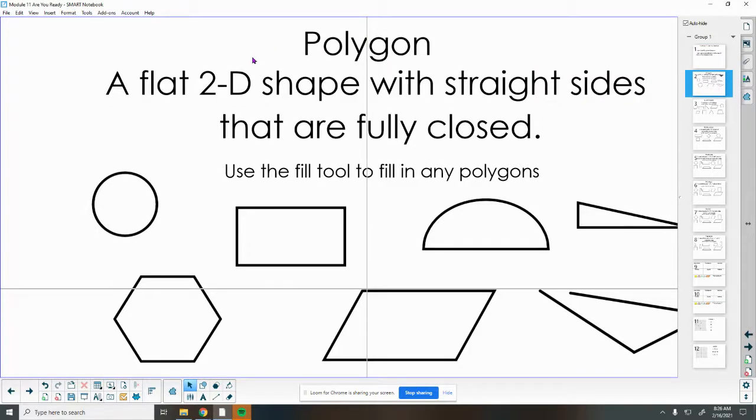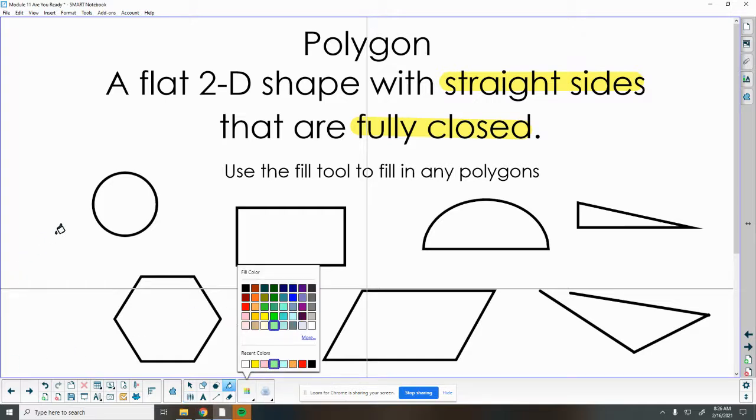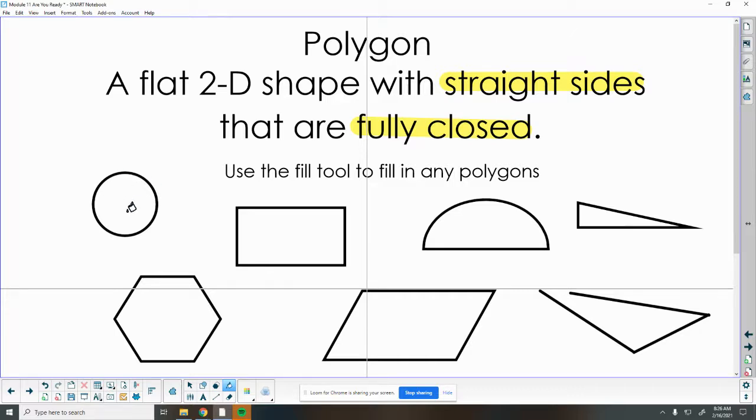So first we have a polygon that we need to understand. A polygon is any flat 2D shape. It has to have straight sides and it has to be fully closed in. So we are going to go through and identify any of these polygons. They're flat shapes, they need straight sides, and they have to be completely closed in. So let's try here. If I click and it doesn't fill in, that means it's not a polygon.